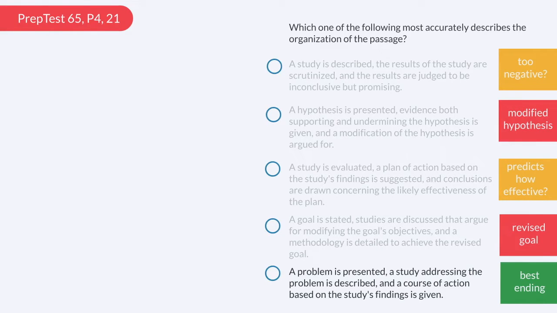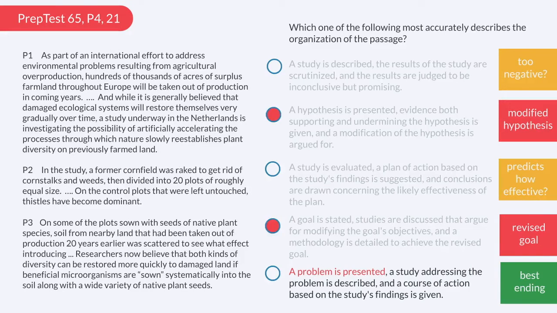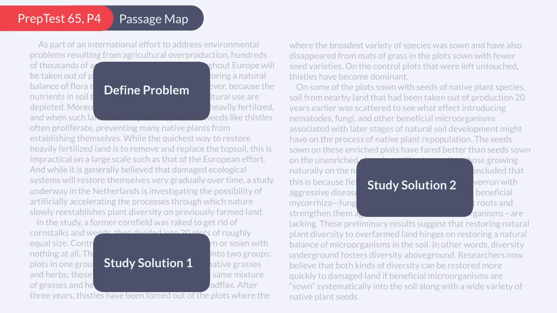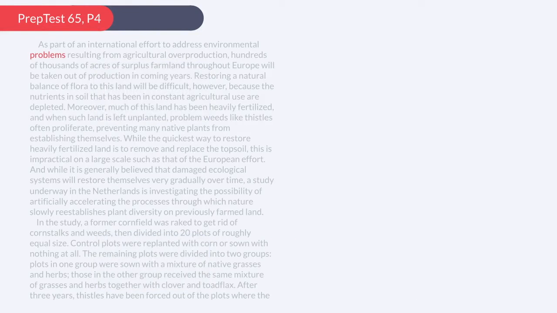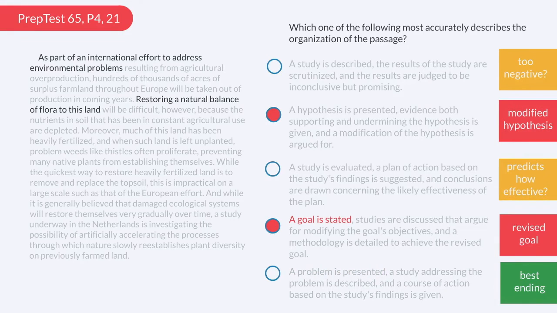The first ingredient says that we start the passage by presenting a problem. I am definitely on board with that. That's how we described this in our passage map. They literally mention problem, it'll be difficult, there are problem weeds like thistles. We got it. Just out of curiosity, how would the first ingredients of these other answers have fared? Was a goal stated? Sure, the goal is to restore a natural balance of flora to the land. I could live with that.